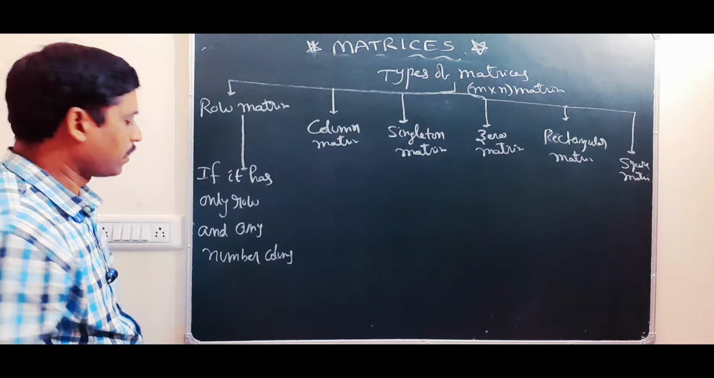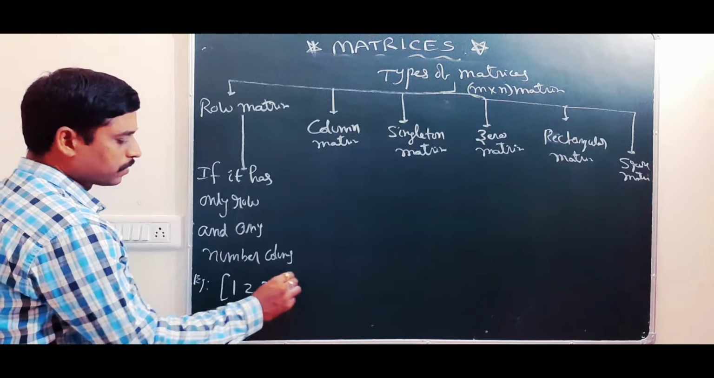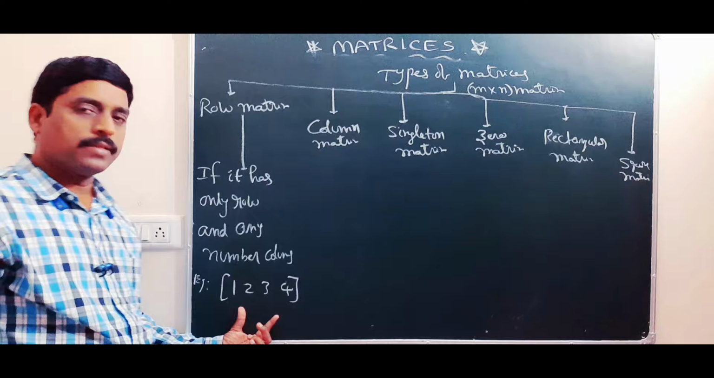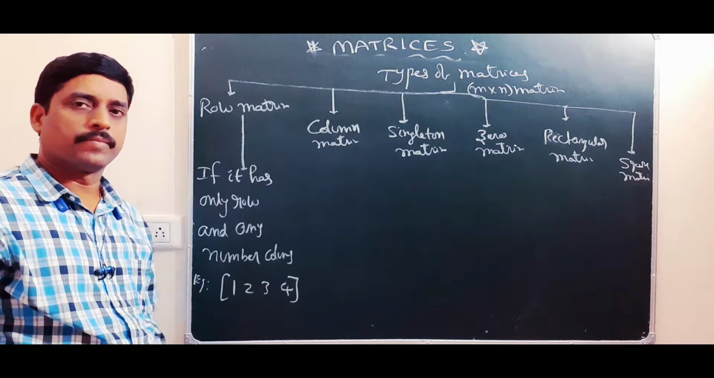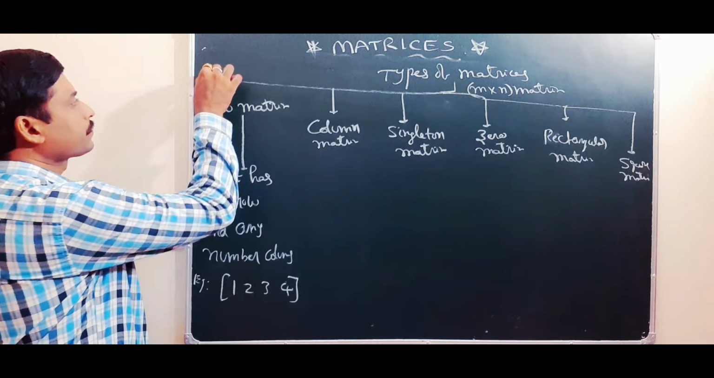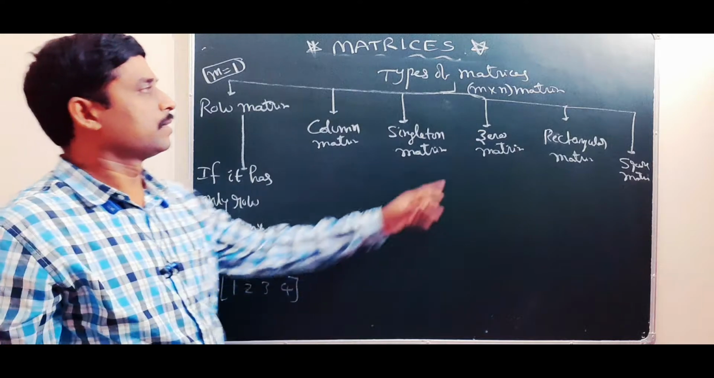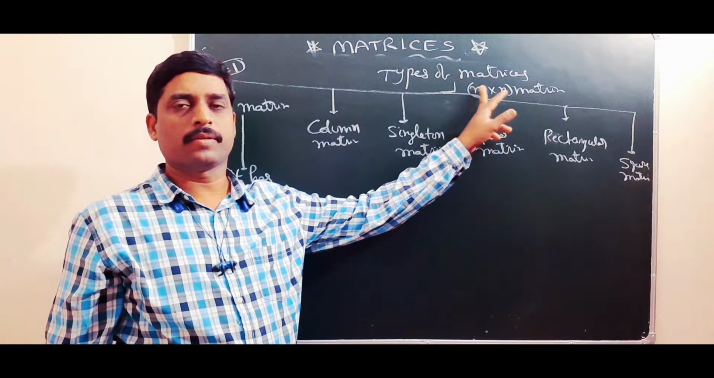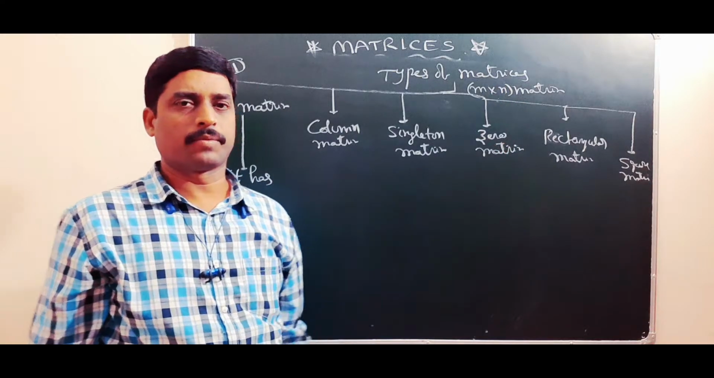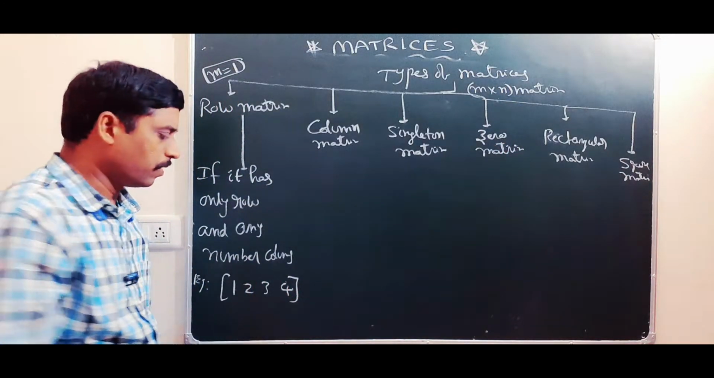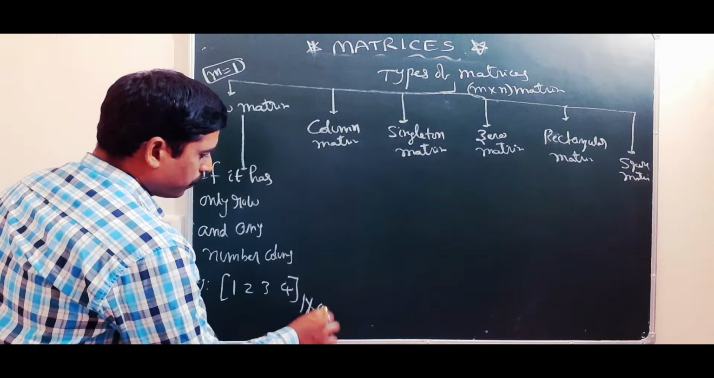Any number of columns. I give one example: 1, 2, 3, 4. This is the row matrix. This matrix has only one row and 4 columns. Here M equals 1, where in M by N, M indicates the number of rows and N indicates the number of columns. So in this matrix M value is 1, and the order of this matrix is 1 by 4.